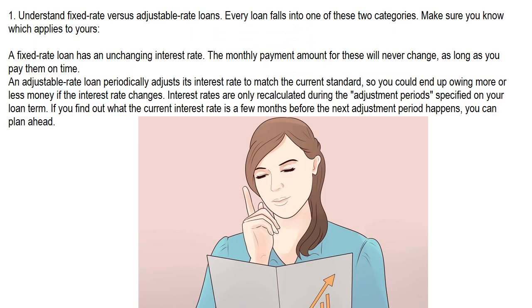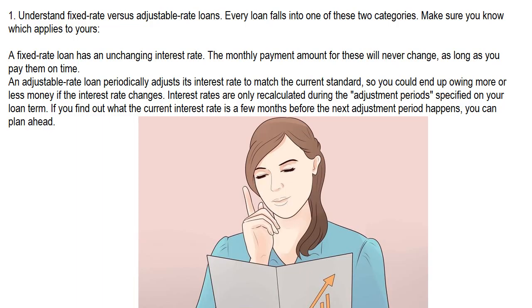Method 3. Understanding how loans work. 1. Understand fixed rate versus adjustable rate loans. Every loan falls into one of these two categories. Make sure you know which applies to yours. A fixed rate loan has an unchanging interest rate. The monthly payment amount for these will never change, as long as you pay them on time. An adjustable rate loan periodically adjusts its interest rate to match the current standard, so you could end up owing more or less money if the interest rate changes.